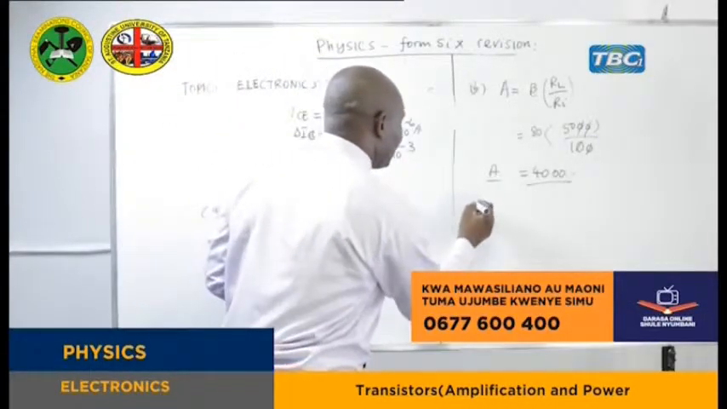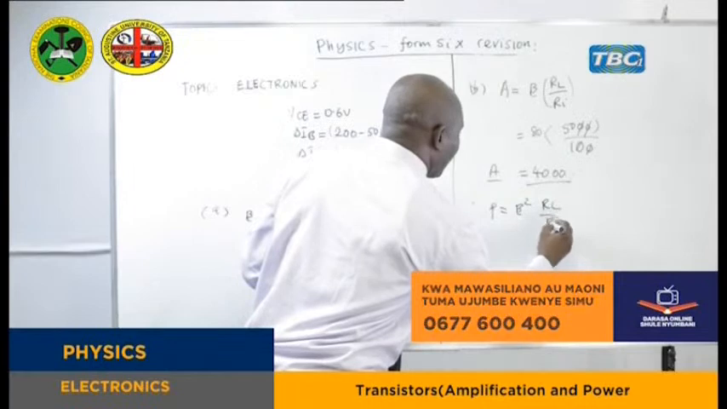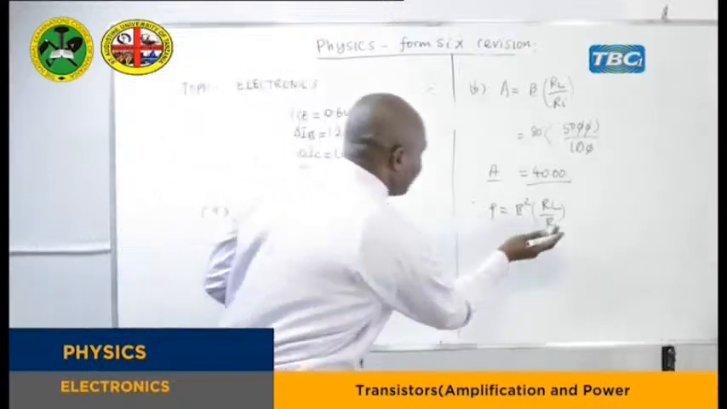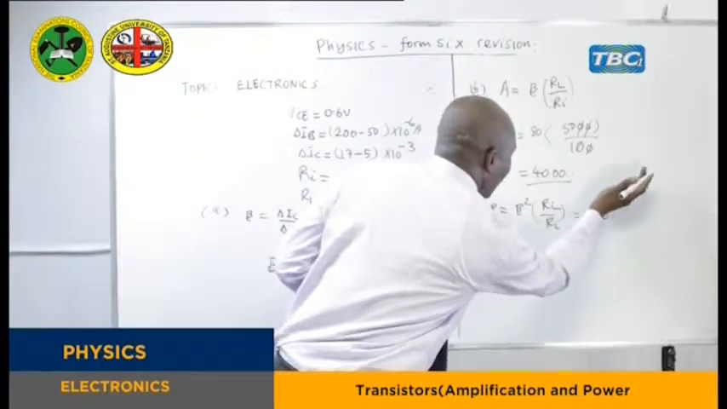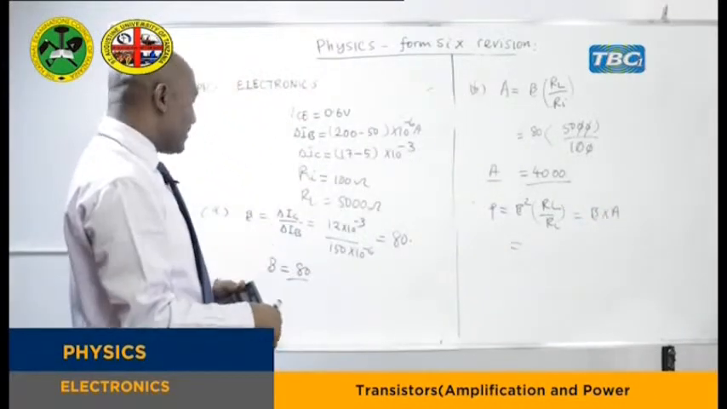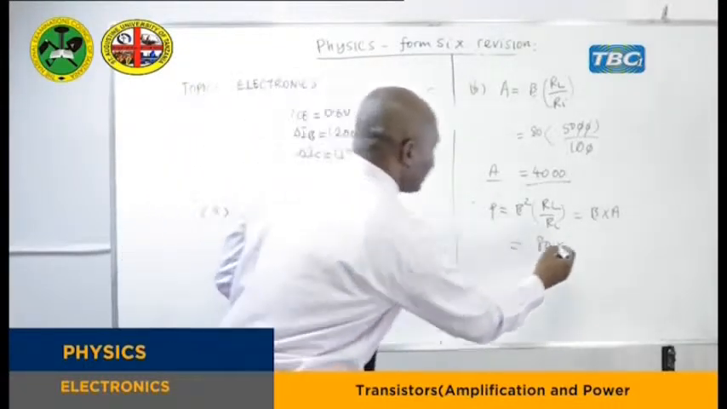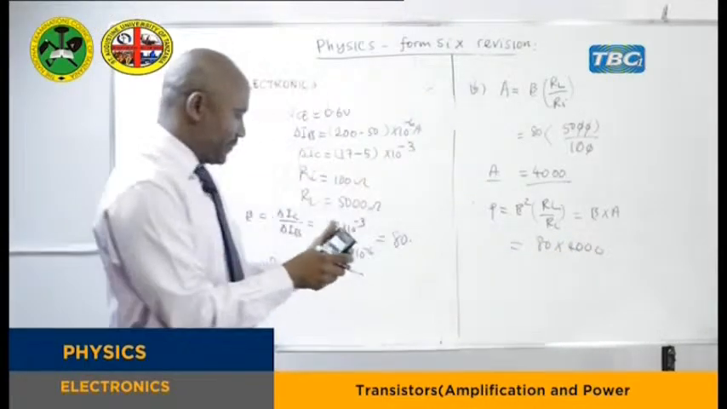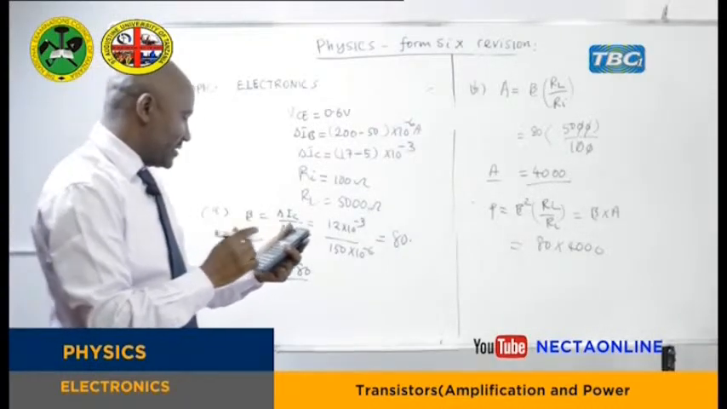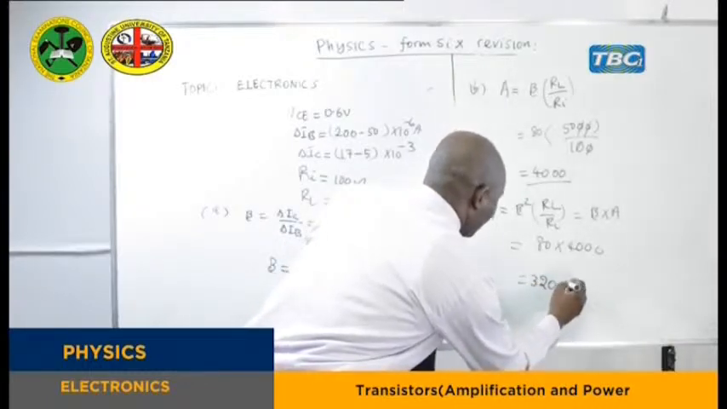Power gain is given by the formula beta squared times RL over RI. So you take that value squared, which means 80 squared, or in other words, it is the current gain times the voltage gain. Very simple. Current gain times the voltage gain. So here it is 80 times our voltage gain, 4,000. 80 times 4,000, you get 320,000. This is the power gain.